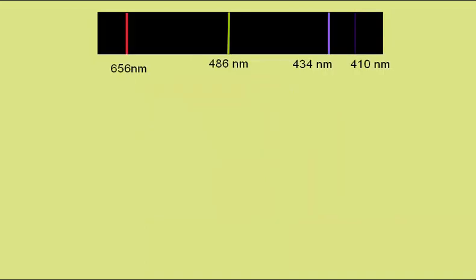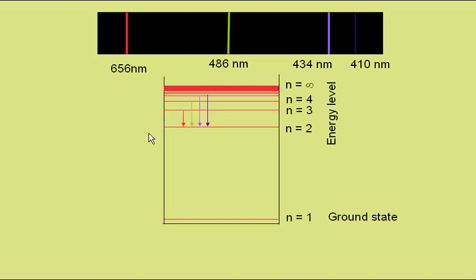If we pass the light emitted from hydrogen gas through a diffraction grating, this is what we see: distinct lines with distinct wavelengths. For example, a red line here with a wavelength of 656 nanometers, a green line at 486 nanometers, and so on. How these lines come about is from different energy level drops.